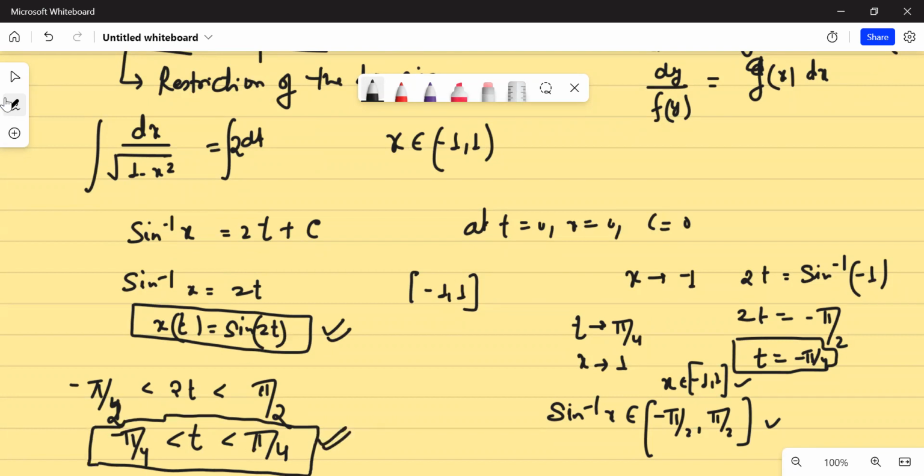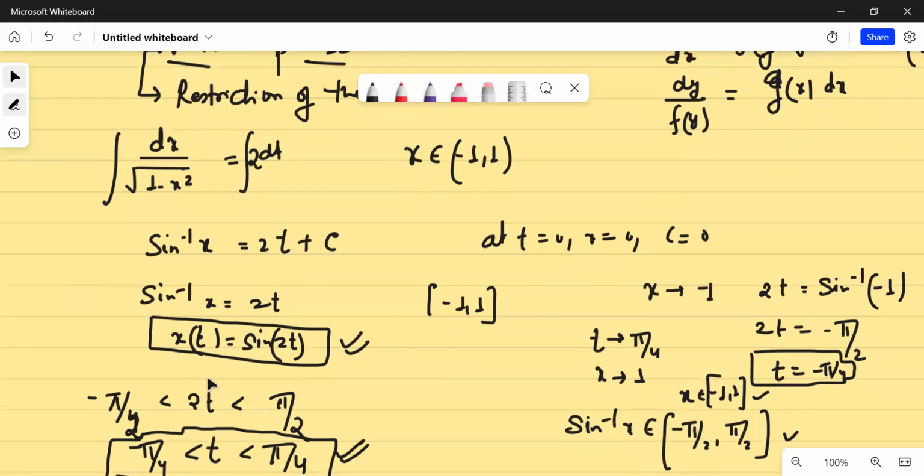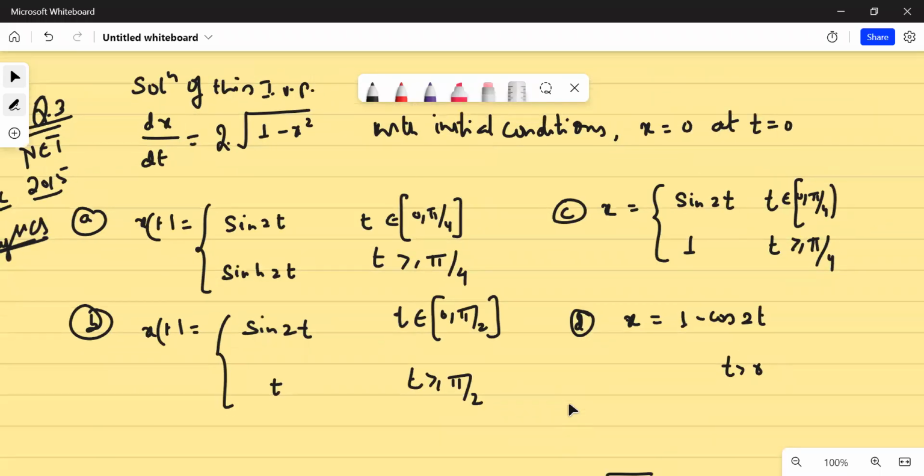Yes, sir. So only if your t lies between minus pi by 4 to plus pi by 4, only then can I write this kind of solution. Otherwise, no. Now here you see the solutions are not in this fashion. So this gets clearly rejected.